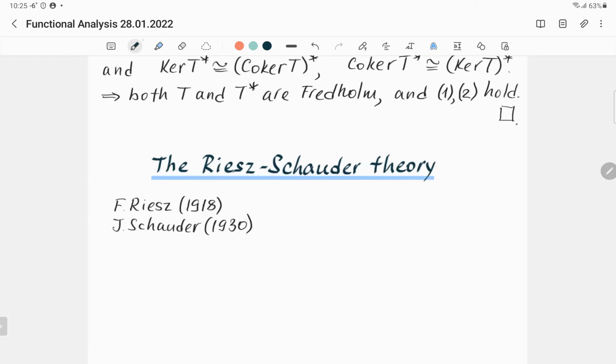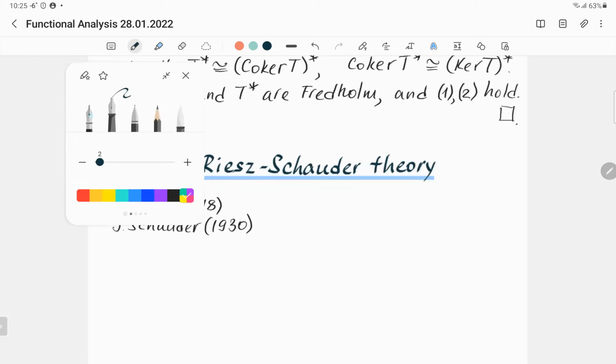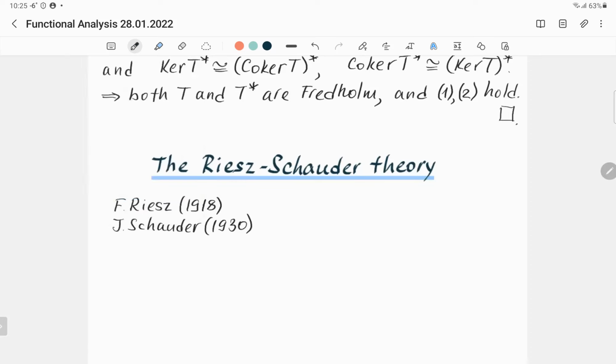This theory is very important, not only in functional analysis, but also in some important applications, in particular to integral and differential equations, and to some infinite dimensional geometry. Some people even say that the Riss-Schauder theory is the absolute highlight of functional analysis in general Banach spaces.